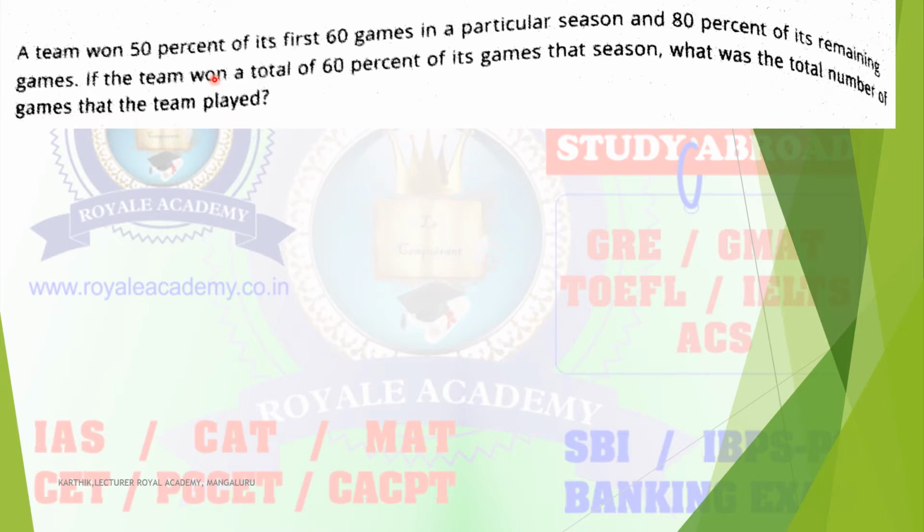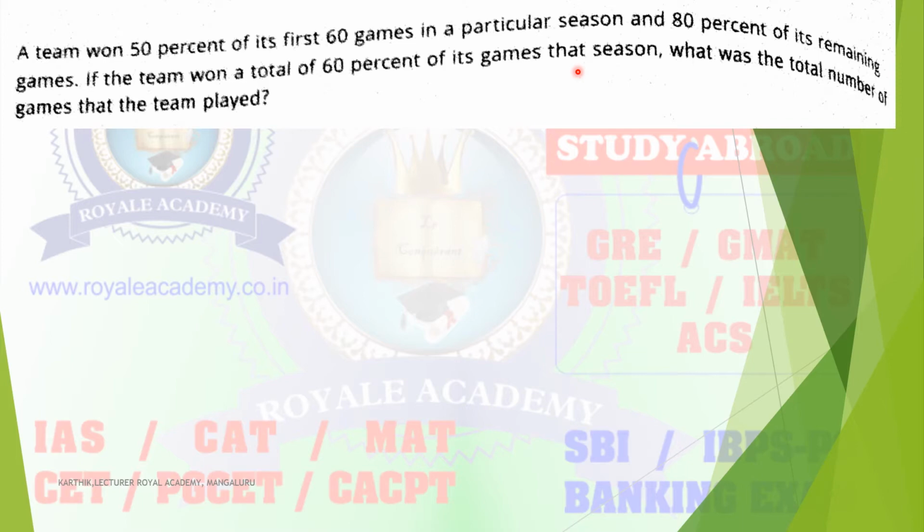Okay, so average of first half as well as second half is how much? How much percentage he won? 60% of its game in that season they won. Okay, 60% they won. What was the total number of games that the team played? That we have to find out.